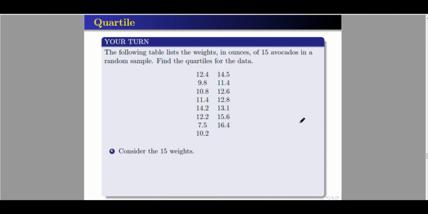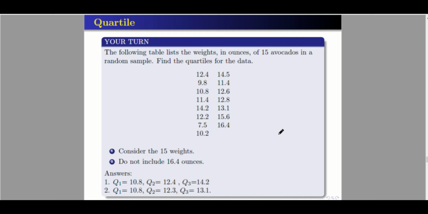So there are 15 weights of avocados in ounces. For number 1, practice these 15 weights. This is for odd, your turn for odd. The number of data is odd. For number 2, you may delete 16.2, so that the number of data is even. So these are the answers, so you may check your answers.